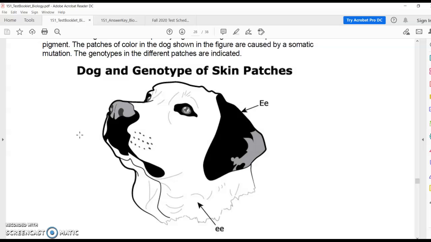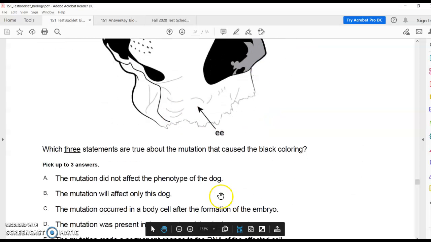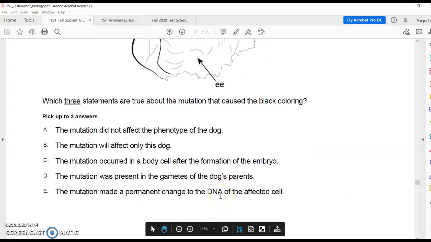Moving on to 33. 33 is a separate question. Notice we have genotypes there of the skin patches in the dog. So if it has a black patch, it's big E, little e. And if it has a white patch, it's recessive homozygous. And so here, we were looking for 3 statements that are true about the mutation that caused the black coloring. And the correct answer choices for 33 are B, C, E.